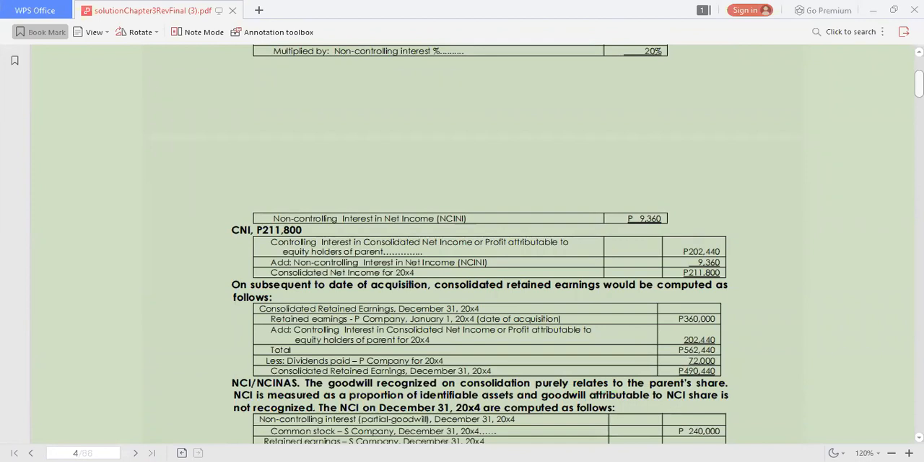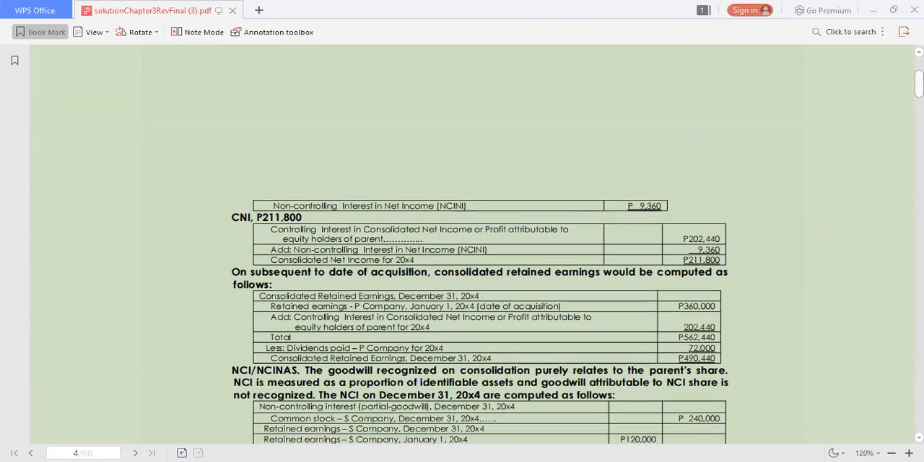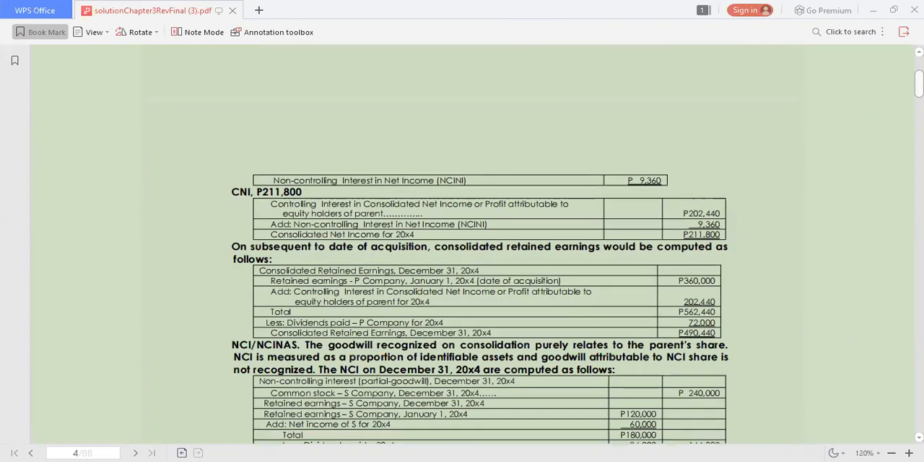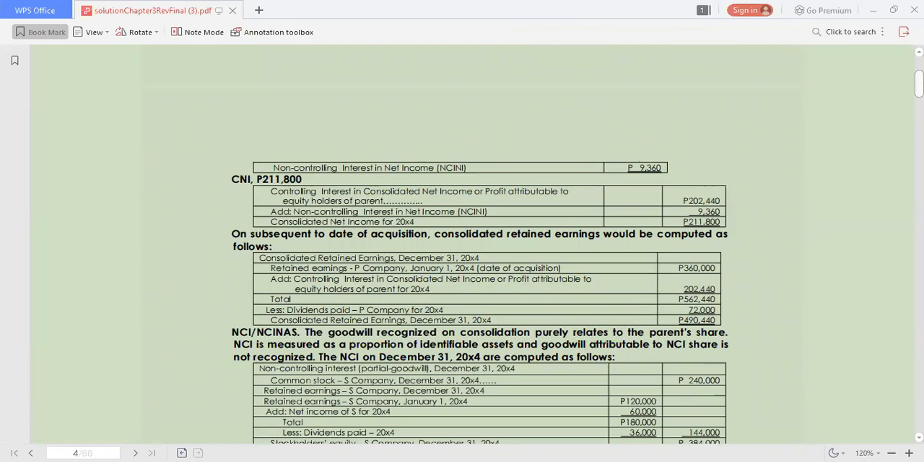Now the controlling interest in consolidated net income or profit attributable to equity holders of parent, 202,440. And we have the non-controlling interest net income of 9,360. We have the consolidated net income for 20x4 of 211,800. On subsequent to date of acquisition, consolidated retained earnings will be computed as follows.